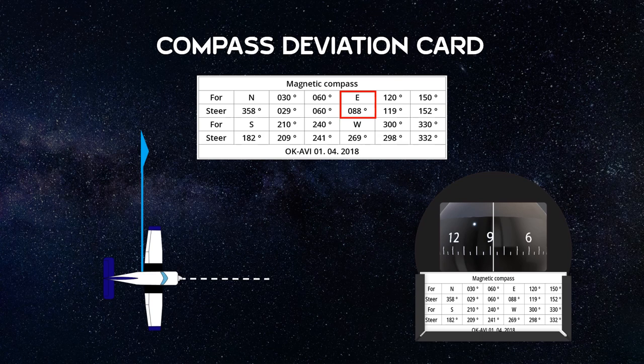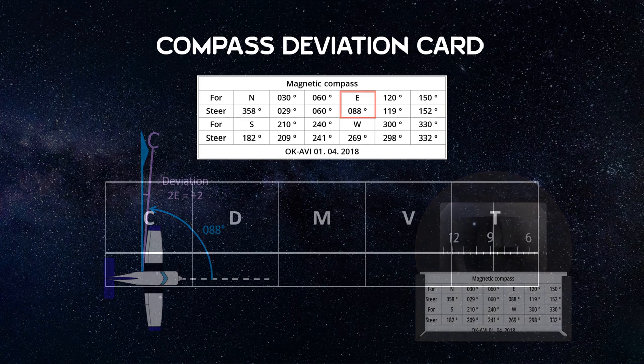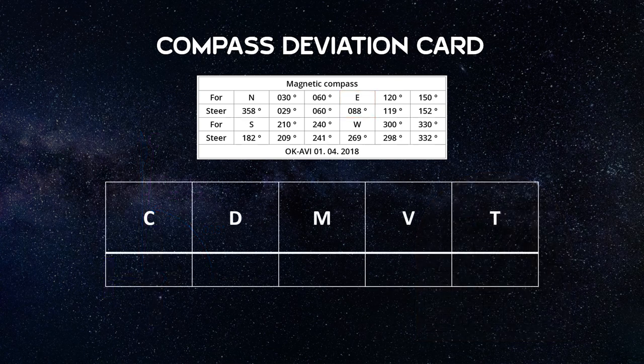To find the compass north, we need to measure the value of compass direction counterclockwise from compass heading. The angle between magnetic north and compass north is deviation. In this case, the deviation is 2 degrees east. The more practical way to find deviation from the compass deviation card during examination is by using the CDMVT table.